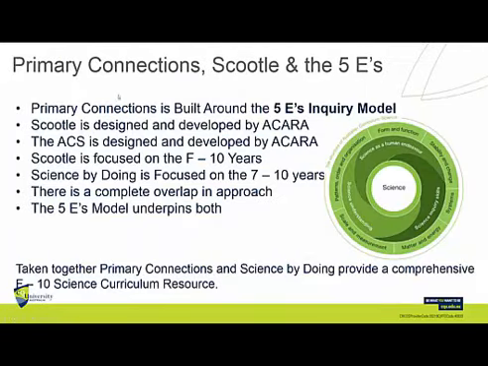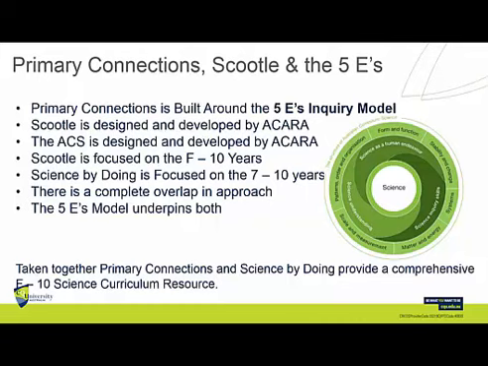And next slide. Primary Connections, SCOODLE and the 5Es. Just to recap some of the points made there and some of the possibilities for you. Primary Connections is definitely built around the 5Es inquiry model. You'll see each of the resources and lesson sequences actually speak to the 5Es model. It will be explicit. SCOODLE is designed and developed by ACARA, so therefore we can actually trust it's heading in the right direction for us.